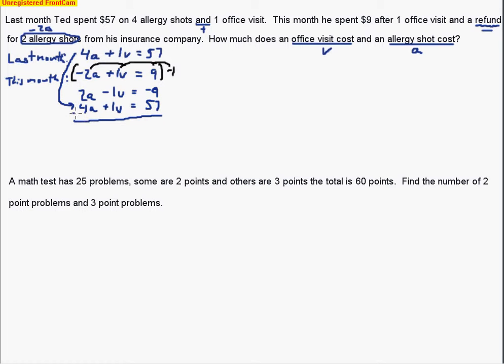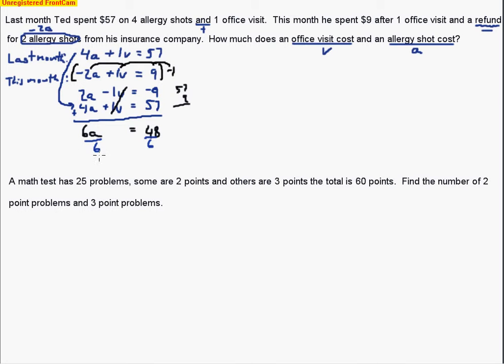So we can add this stuff together, and we've got ourselves now 6A, and then the V terms canceled out, equals, and then you do the subtraction here, we end up with 48. Again, if you're unsure, make sure you always put that bigger number on top when you do that subtraction, otherwise you're going to end up making an error. Then from there, we can go ahead and do the division. We end up with A as 8.